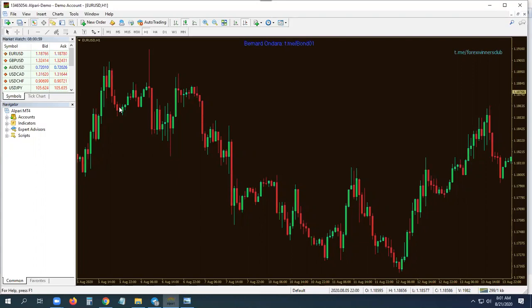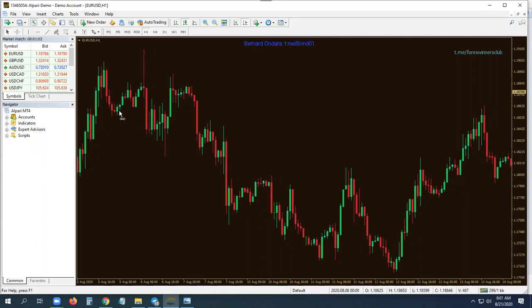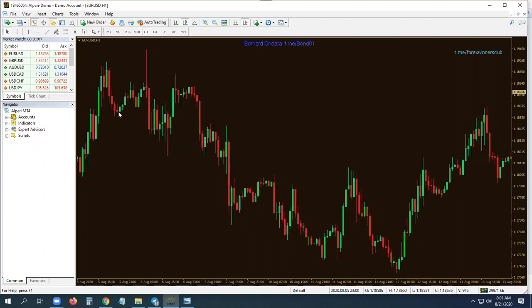What is that? The one you're pointing at? I don't know. I'm just seeing a candlestick pattern. Is it a breakout point? I don't see a breakout at that point. No.